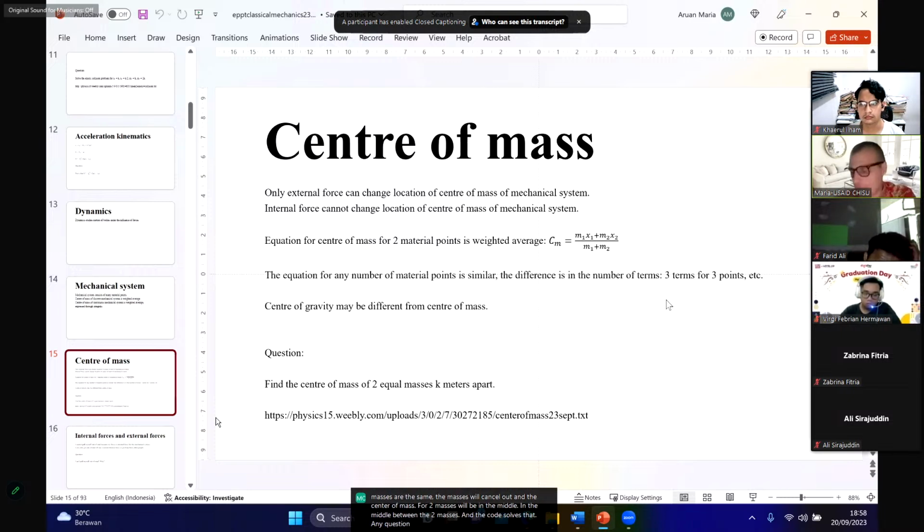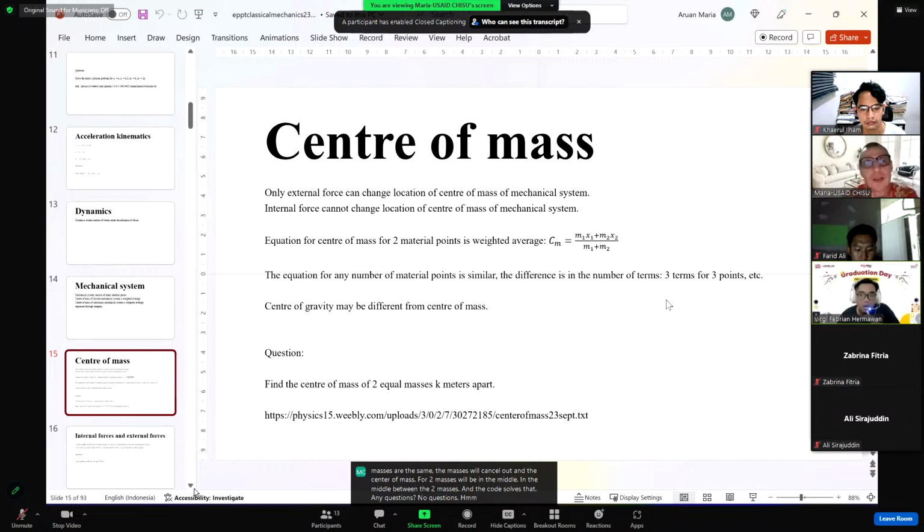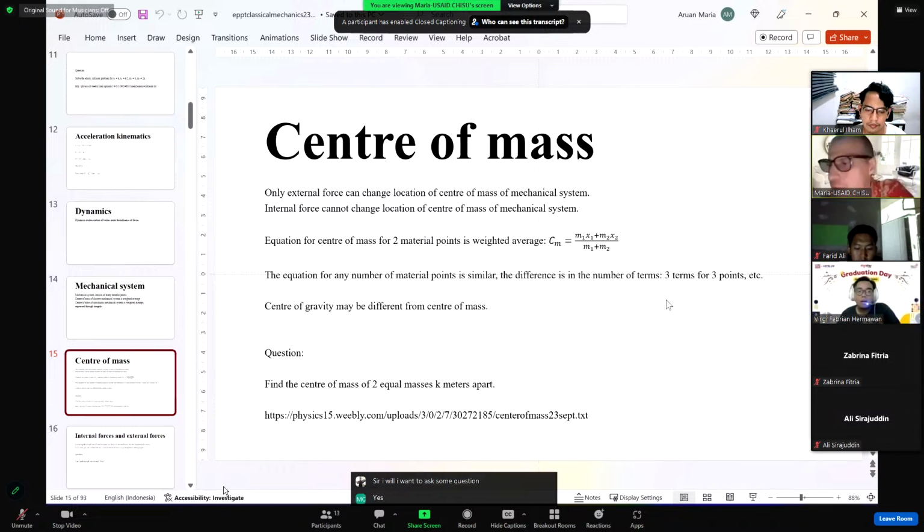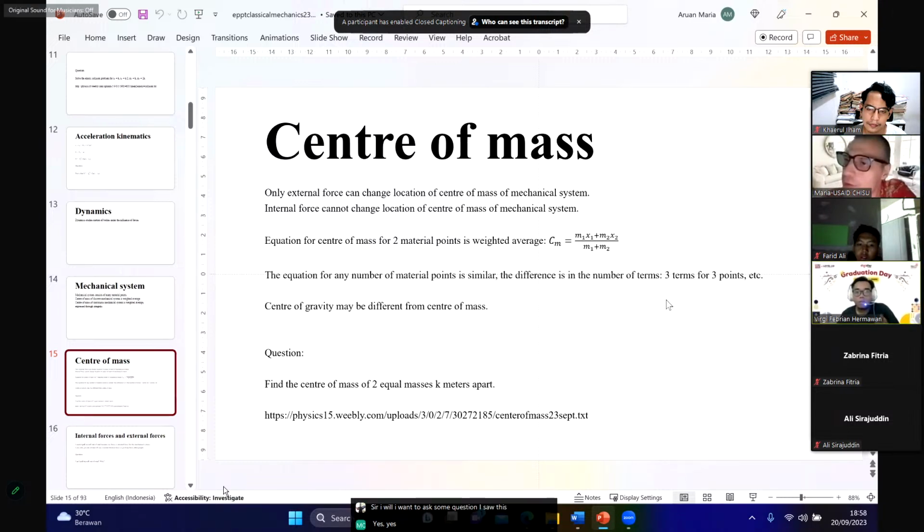Any questions? No questions. Sir, I want to ask some question. Yes. Yes. So this center of mass, we just find the center of the mass or anywhere or else.